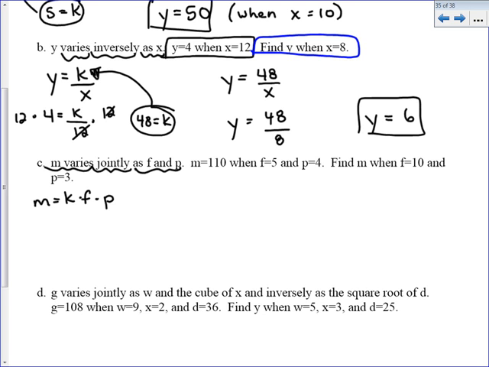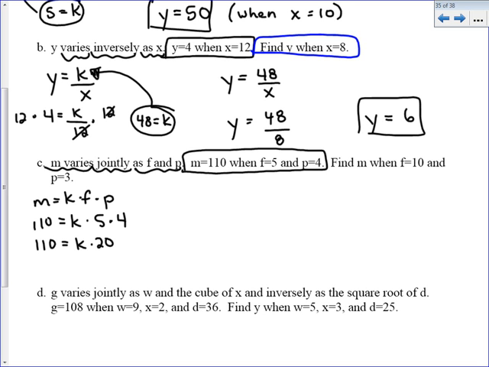And then we have our complete set. You have to have a complete set that will fill in every variable except for your constant. If you don't, you wouldn't be able to solve the problem. So somewhere you will have a complete set that has everything except K. So I'm going to go in and fill in my variables. So we know M is 110. K is what we'll always solve for first. F is 5 and P is 4. So I have 110 equals K times 5 times 4. So I'm going to multiply that 5 and 4 together. So 110 equals K times 20.